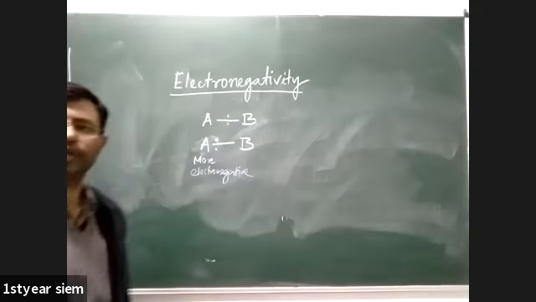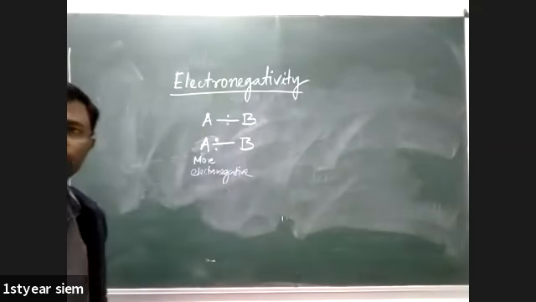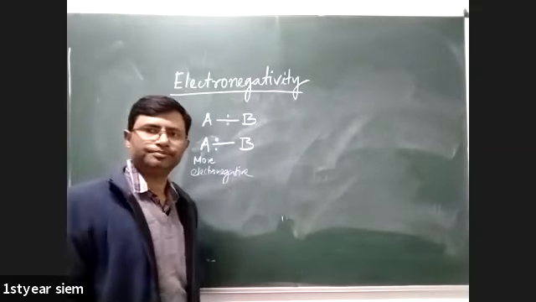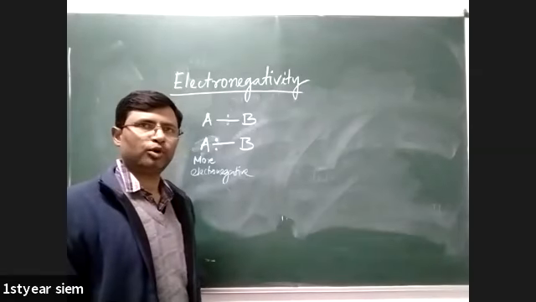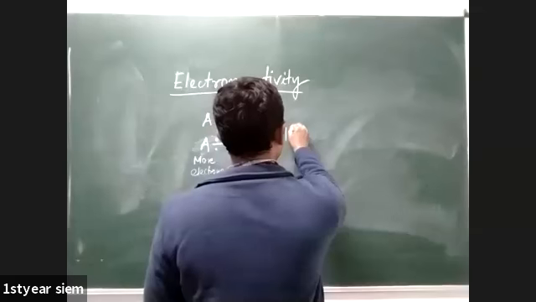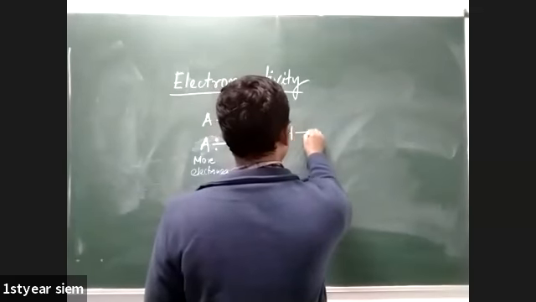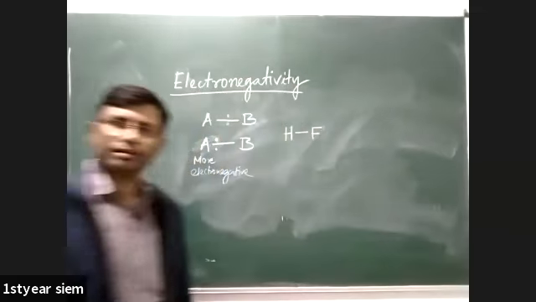A is more electronegative, and B is less electronegative, or more electropositive. For example, hydrogen chloride or hydrogen fluoride, HF.